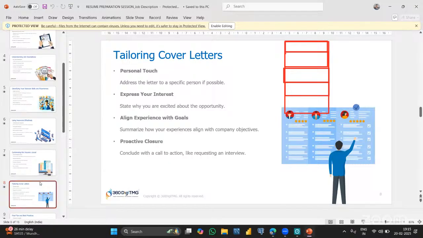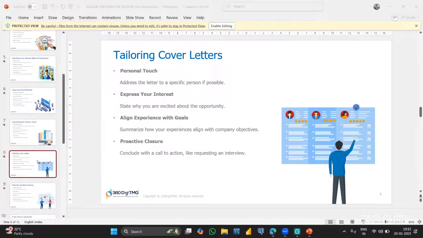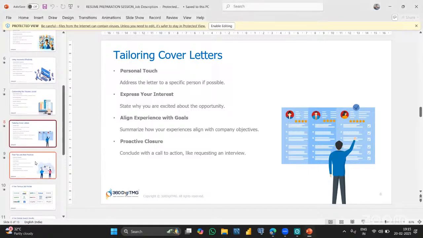Talking about the cover letter. This is the most important thing to give a personal touch to your resume. You can write about your interest and experience both in the cover letter. You can send it to the recruiter. It will express your interest. It will help your resume to align with the experience and with the goals. So overall, it will give one personalized touch to the recruiter.